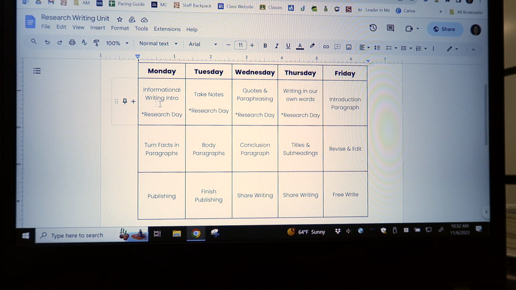So I sort of planned out that we'll do an introduction, how to take notes, quoting and paraphrasing, writing in our own words. And that leaves them all with time to actually do the research. And then we'll start with the mini lessons on actual writing: introduction paragraph, turning facts into paragraphs, the body paragraphs, conclusion, title and subheadings, revising and editing, and then a couple days. Most kids can get it done in 1 day, but there's always a handful that need an extra day. So we have 2 days of publishing, 2 days of sharing writing, and then we're just going to do a free write because I don't like to start a new unit on a Friday.